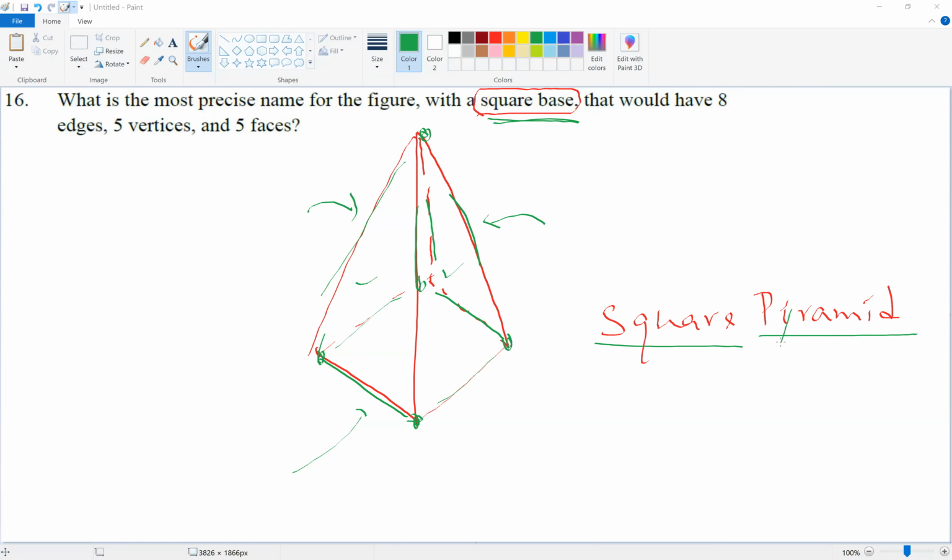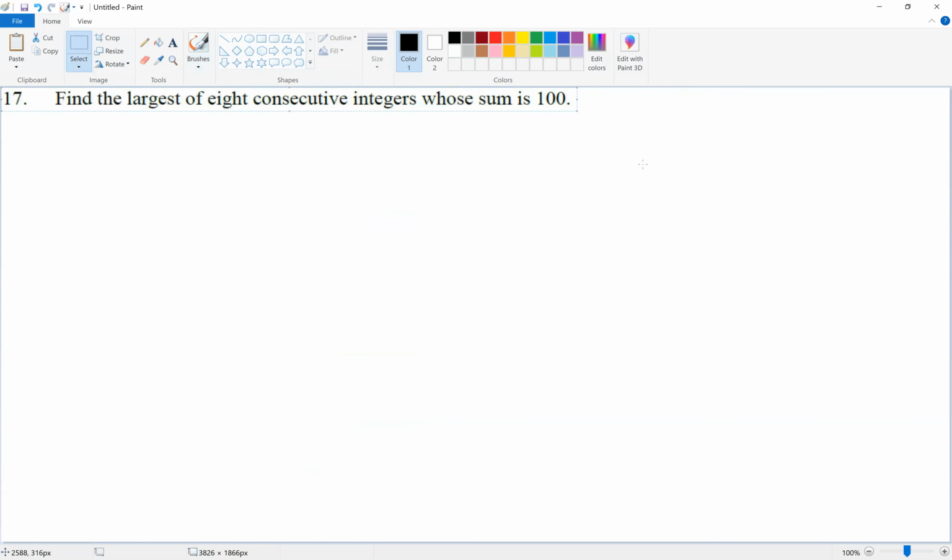17. Aishwarya. Find the largest of 8 consecutive integers whose sum is 100. For this one, I did a bit of guessing. I started with 10 and I added 10, 11, 12, and so on, but it was too much. So then I went back a number and I did 9 plus 10 plus 11, all the way to 16. And that did equal 100. So the largest number out of those 8 numbers was 16.